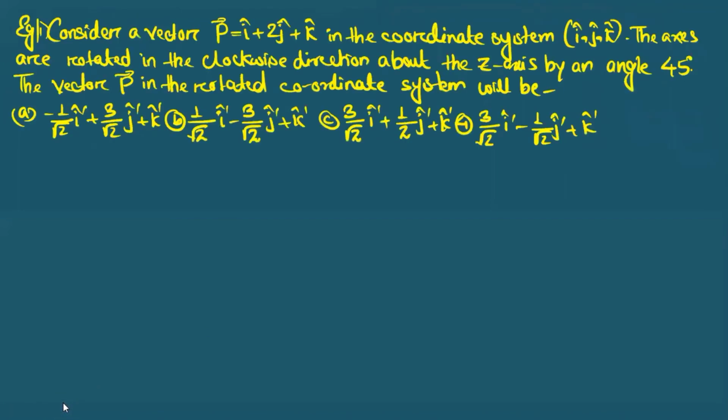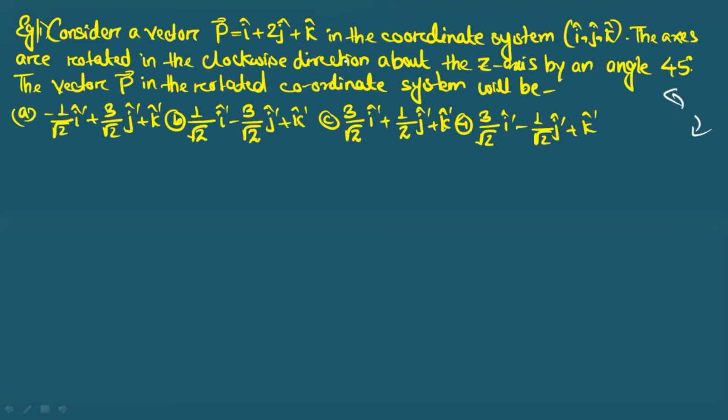The first problem is related to the rotation matrix. Here it is said, consider a vector p equal to i cap plus 2j cap plus k cap in the coordinate system. And the axes are rotated in the clockwise direction. Remember, in the theory we have taken the anti-clockwise direction. So this time it is the clockwise direction, so there will be a change in the sign also.